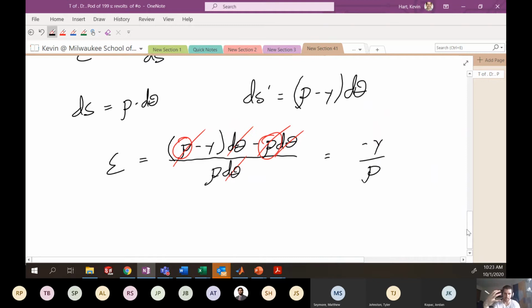What does this mean? Okay, what is this an equation of? Okay, well, this is a linear equation.